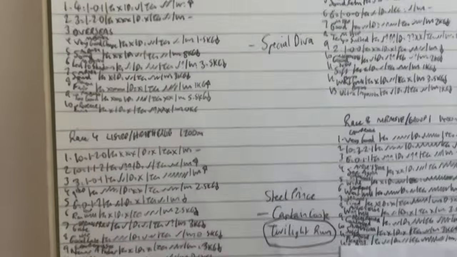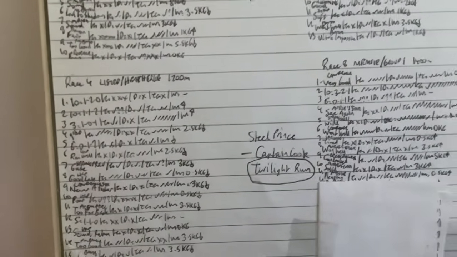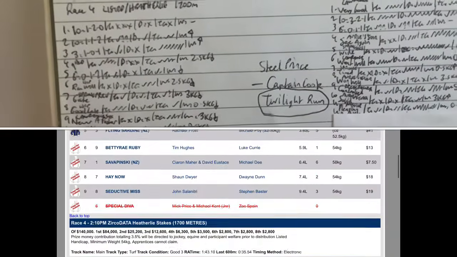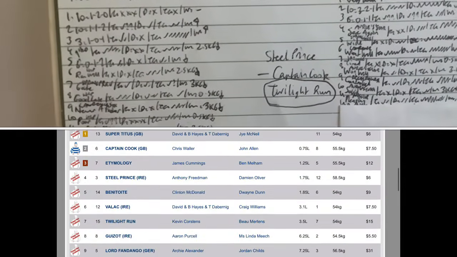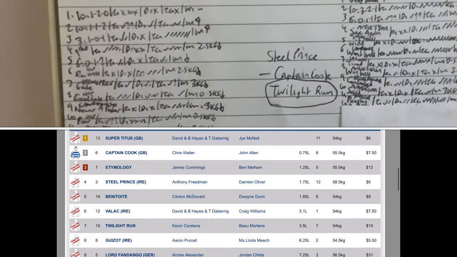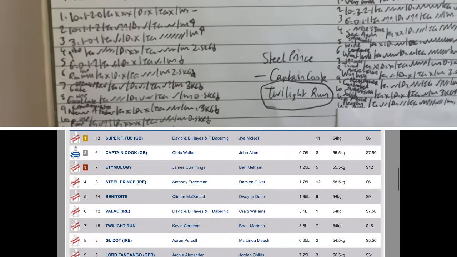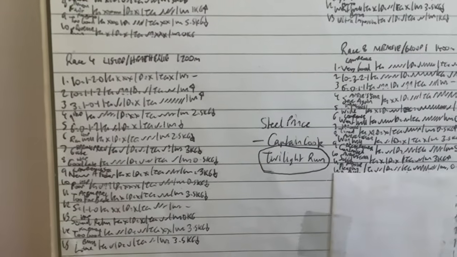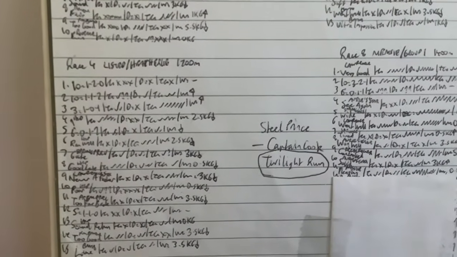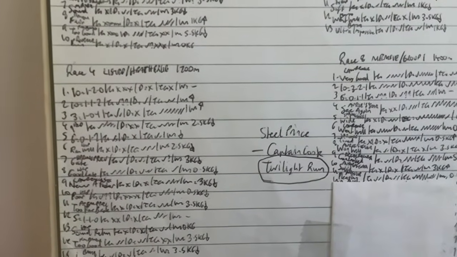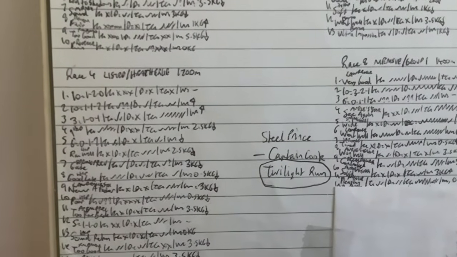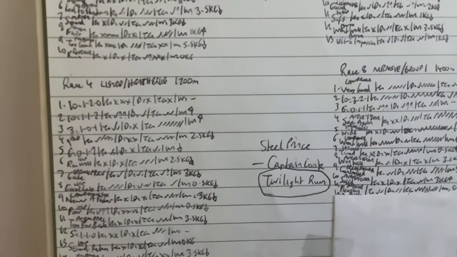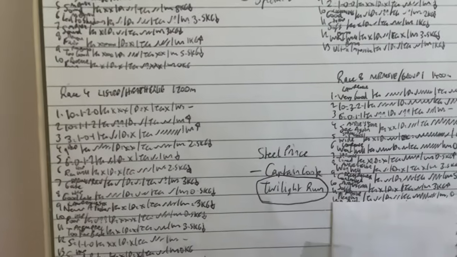Then we move on to the listed Heatherly handicap, and I had Steel Prince, Captain Cook, and also Twilight Run circled. Ended up going for Twilight Run, who at $15 ran 7th. What's its notes? It was too good last start in a fillies and mares race, good track and distance form. The winner, number 13, Super Titus. It was a sound return in a handicap and fitter for that run. So far, we don't know the results of race 3, so I'm 3 races down for absolutely nothing. Captain Cook runs 2nd, so I guess I'm all right there.